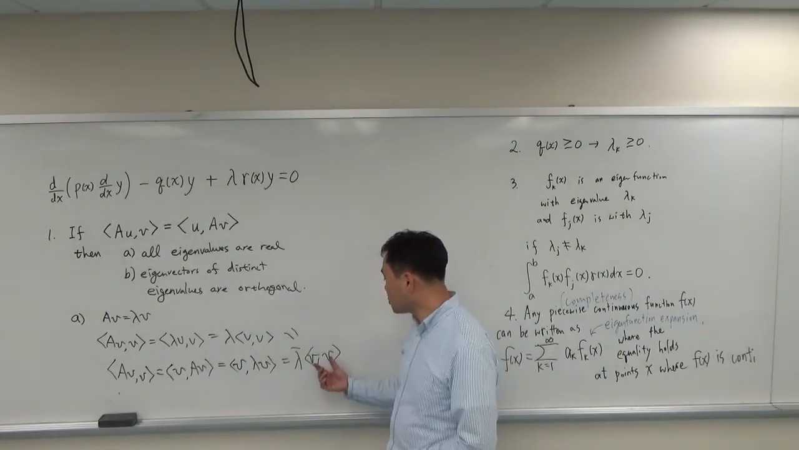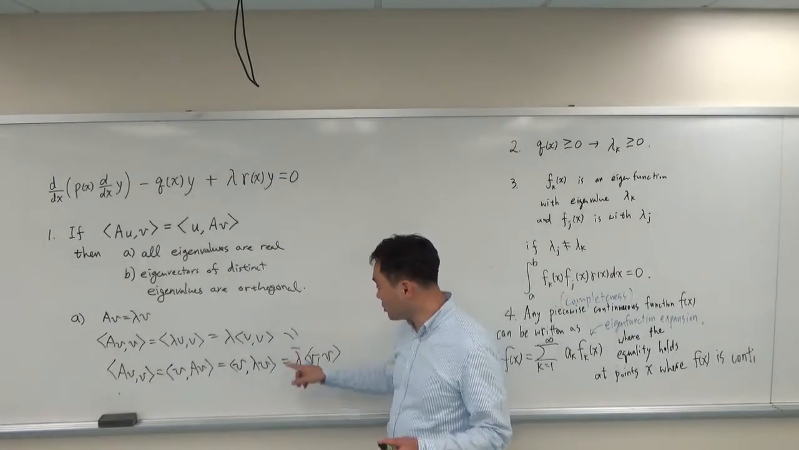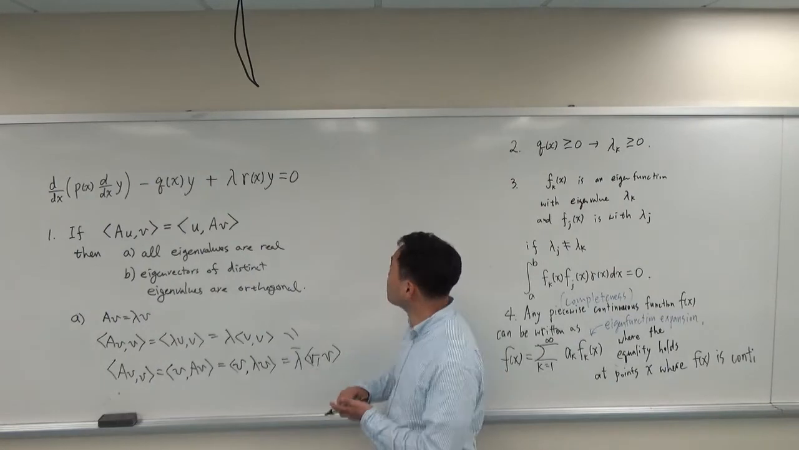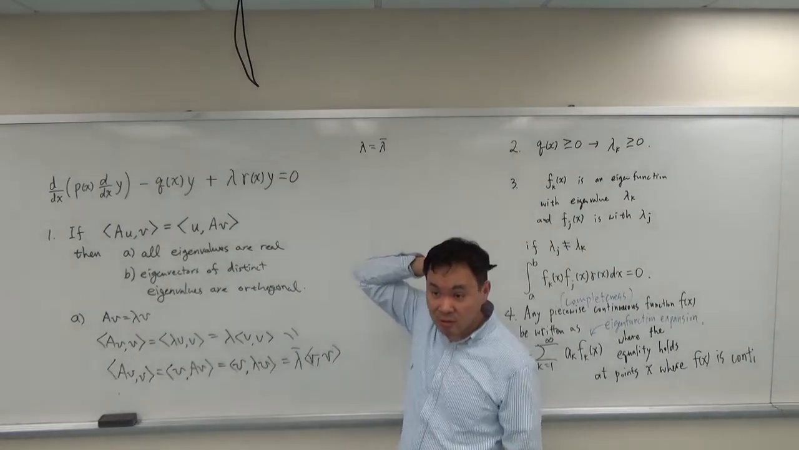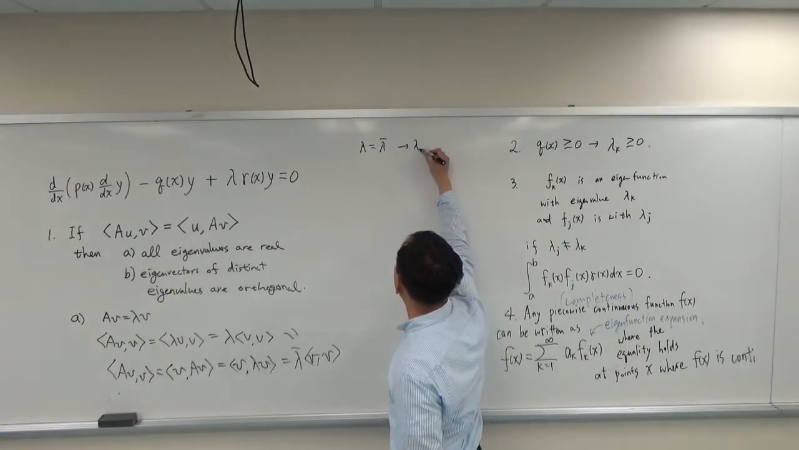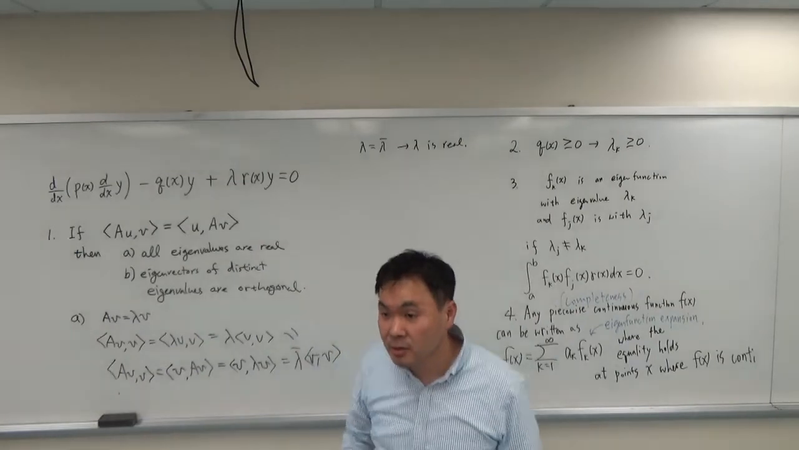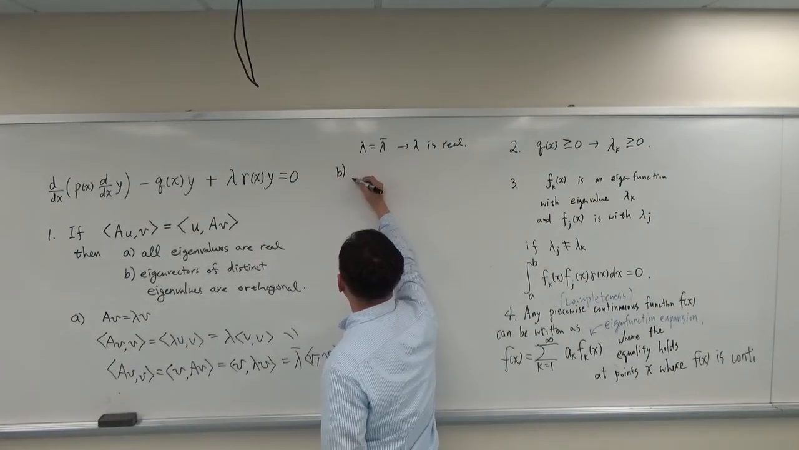And also, furthermore, v is an eigenvector. Eigenvectors are not allowed to be zero vectors, so (v, v) can't be zero. So we can divide both sides, and the result is that we get lambda equals lambda bar. What does that mean? That means lambda has to be real.